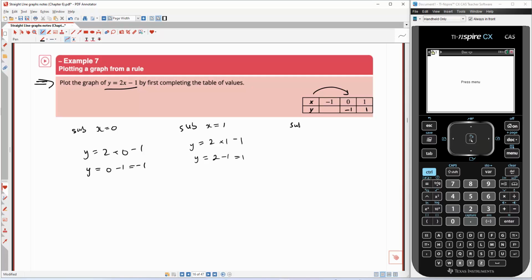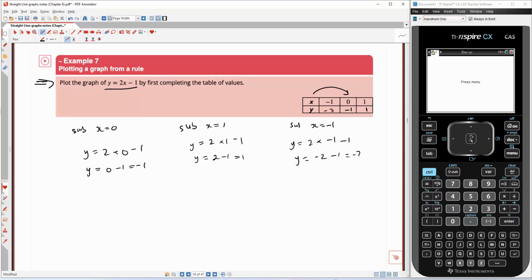So sub x equal -1. y equals 2 times -1, take away 1. Now the other thing you can do is just see the pattern for linear is that it's going up by 2, so this should be -3. Let's find out what it is. -2 take away 1, yes, it equals -3.